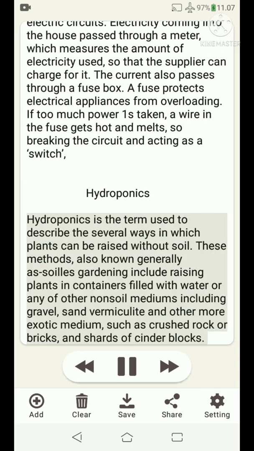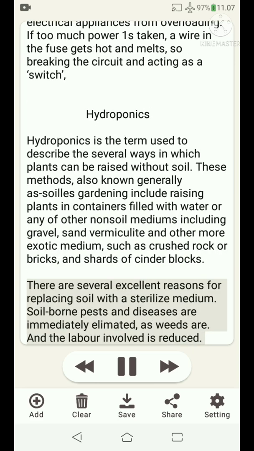Hydroponics. Hydroponics is the term used to describe the several ways in which plants can be raised without soil. These methods, also known generally as soilless gardening, include raising plants in containers filled with water or any of other non-soil mediums including gravel, sand, vermiculite and other more exotic mediums, such as crushed rock or bricks, and shards of cinder blocks. There are several excellent reasons for replacing soil with a sterilized medium.